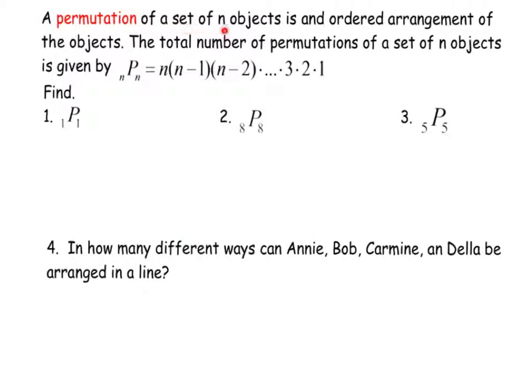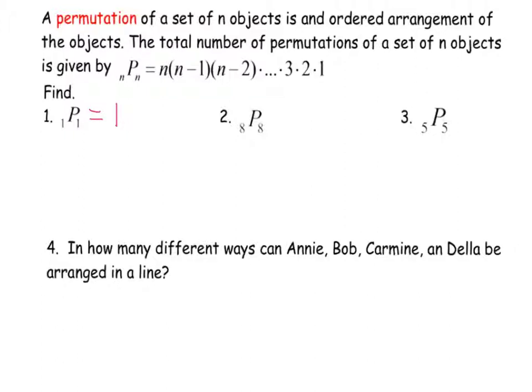A permutation of a set of n objects is an ordered arrangement of the objects. The total number of permutations of a set of n objects, n taken n at a time, is n times n minus 1 times n minus 2, and so on, and the last three numbers are times 3 times 2 times 1. Let's look at some examples. The first one is the permutation of one object, 1 taken at a time, which is 1.